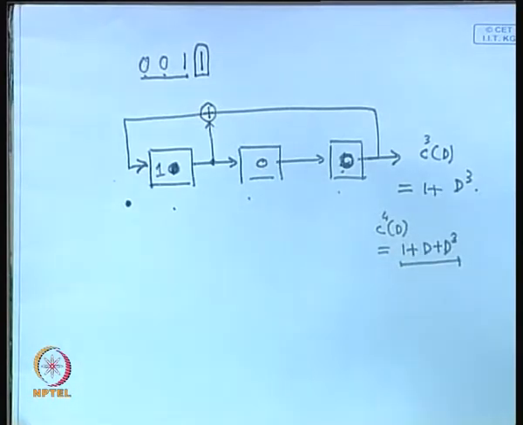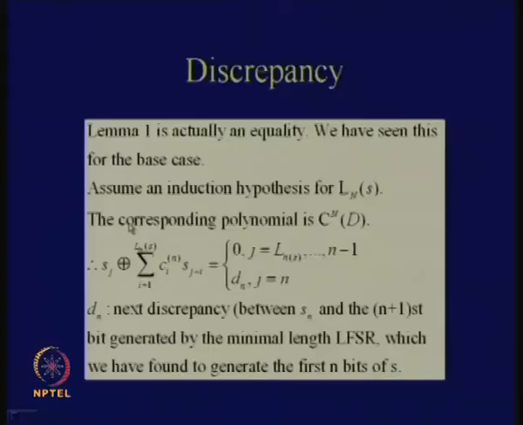So, now you come to this particular definition of discrepancy. It says that lemma 1 is actually an equality, and we have seen this for the base case, but we will prove it for the further cases using induction. Why have I said it holds for the base case? Because I have already proved for a 0 0 1 sequence that it was exactly equal to 3.